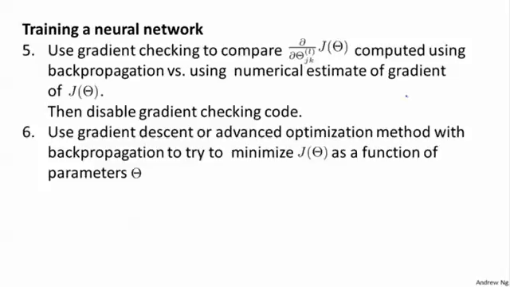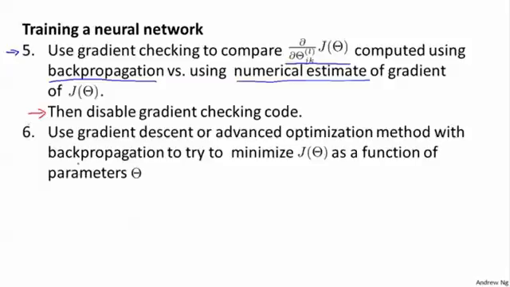Next, in step 5, what I do is then use gradient checking to compare these partial derivative terms that were computed. So compare the versions computed using backpropagation versus the partial derivatives computed using numerical estimates of the derivatives. So do gradient checking to make sure that both of these give you very similar values. Having done gradient checking, this now reassures us that our implementation of backpropagation is correct, and it is then very important that we disable gradient checking, because the gradient checking code is computationally very slow.